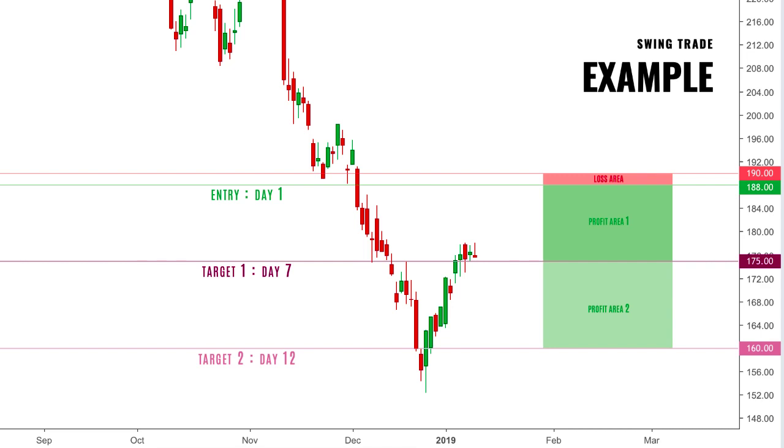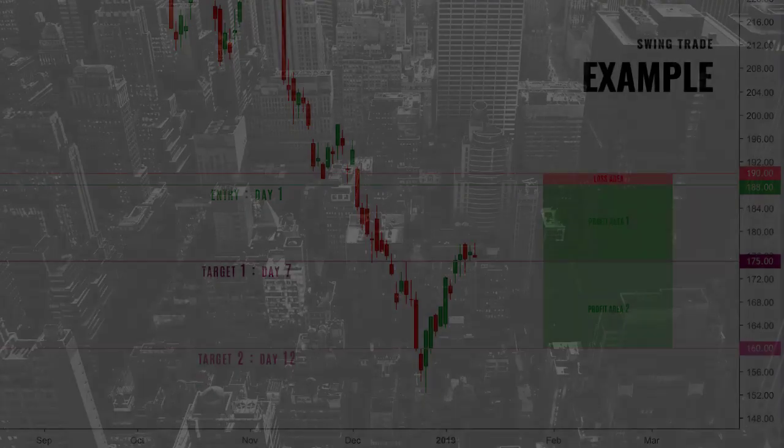It's really, really common for the price to oscillate up and down, and after a big drop, prices tend to rally up, or after a big run up, prices tend to drop down. That's a good example of a swing trade.